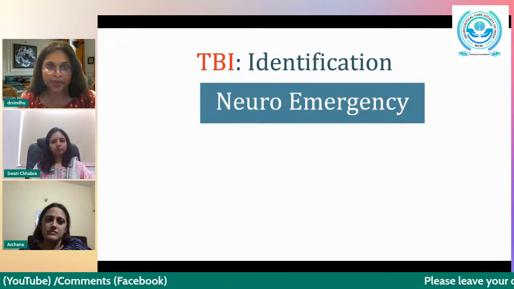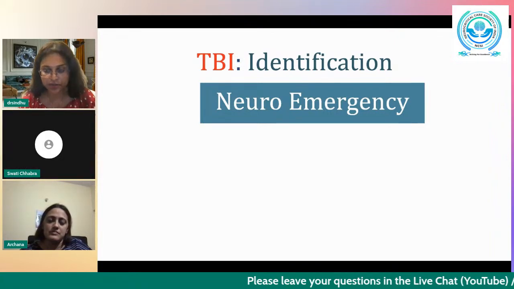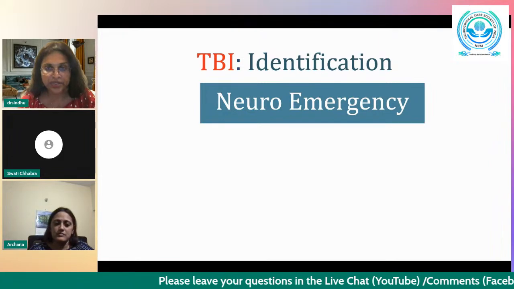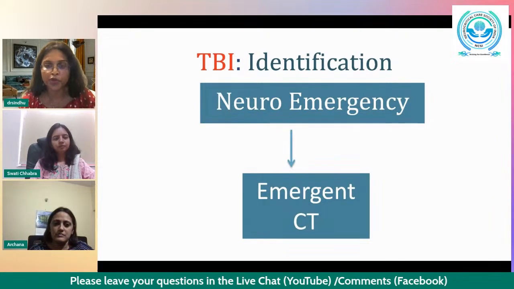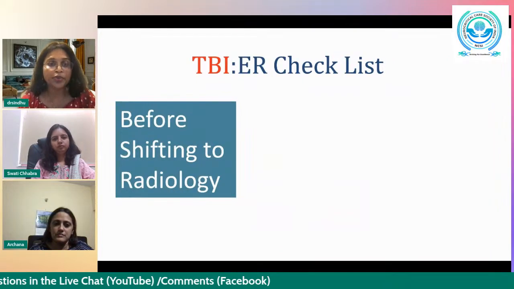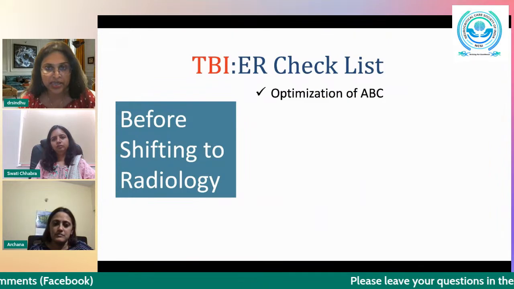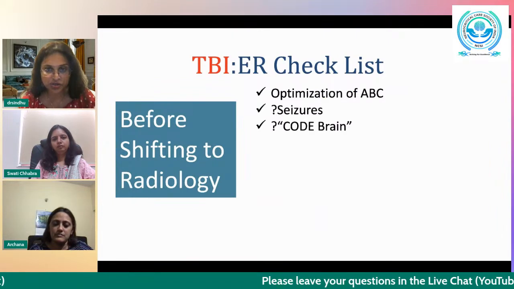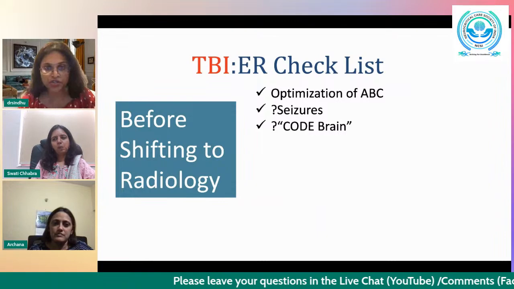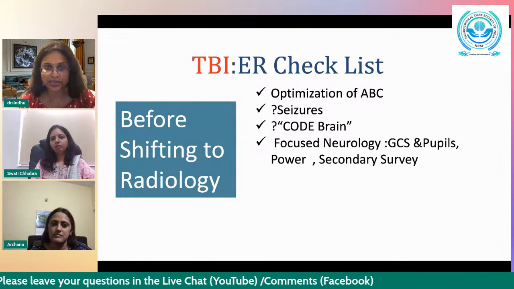So, traumatic brain injury, like any other, should be identified as a neuro-emergency first. So, once you identify it as a neuro-emergency, then what do we do? We have to go ahead with an emergency CT scan. But before you shift the patient to the CT room, we have to optimize the airway, breathing and circulation, clear seizures, and see whether the patient is in a code brain situation. I'll be dealing with code brain situation a little later.